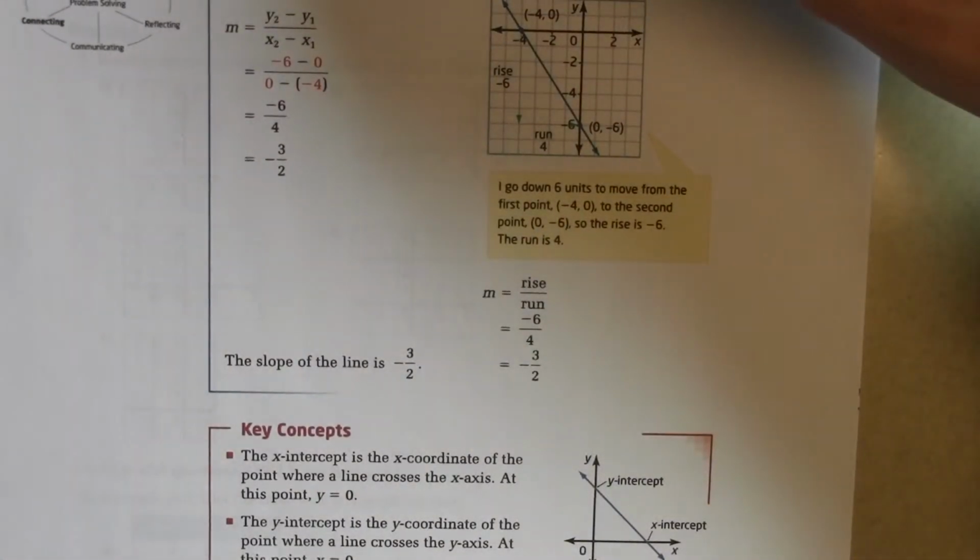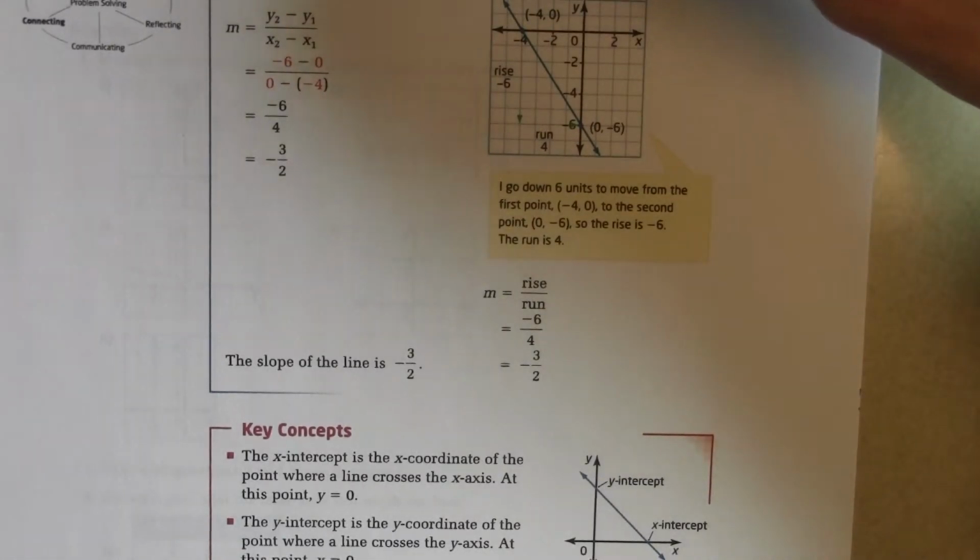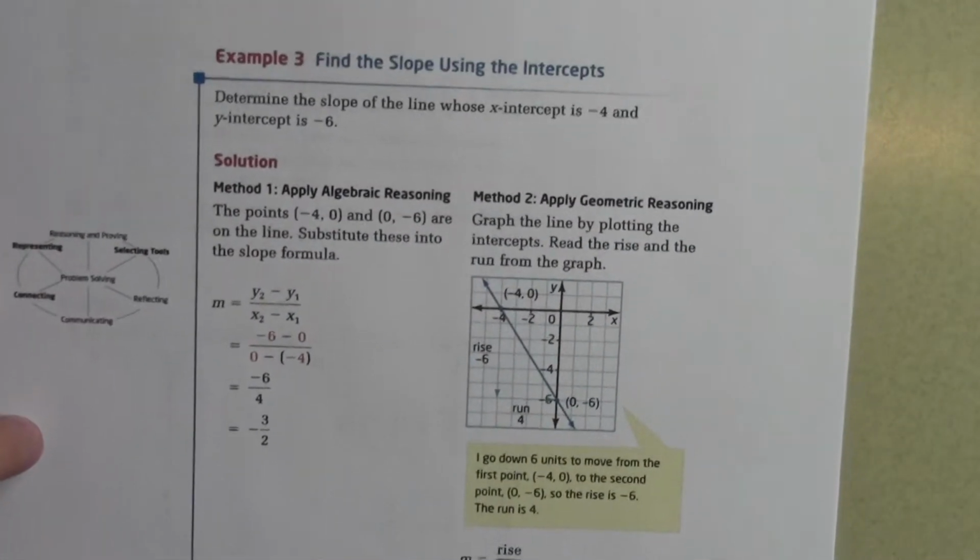No other questions there? Matthew, how do you get the y-intercept? By substituting x for 0. You're right, you got it.